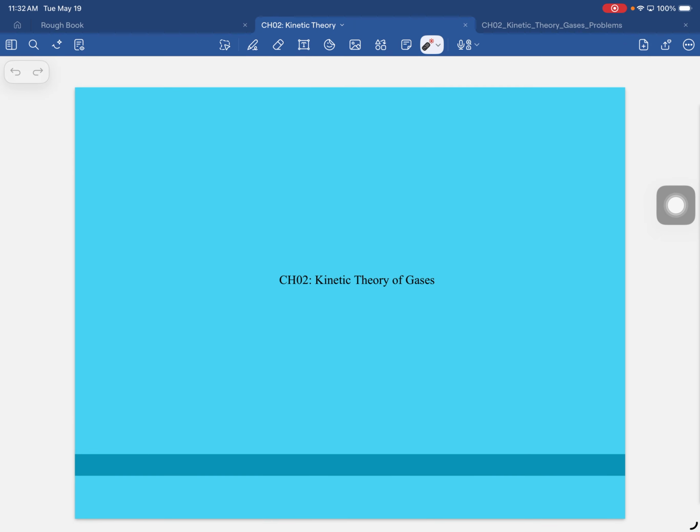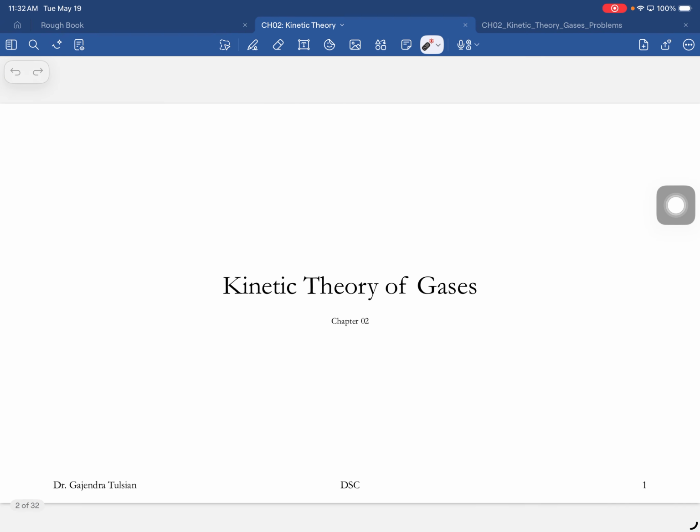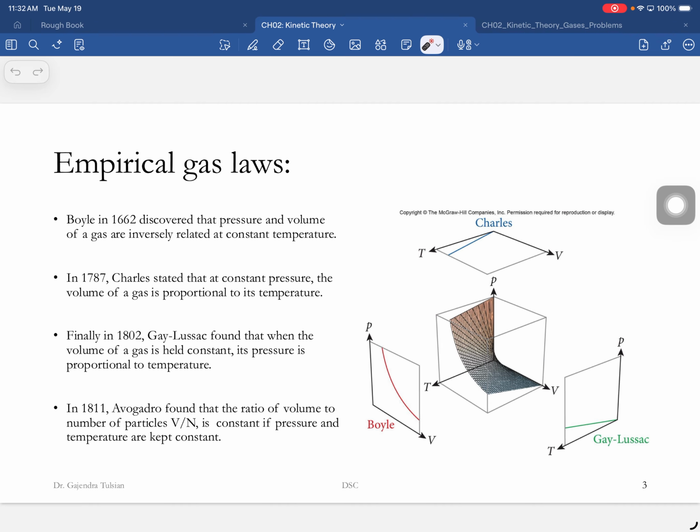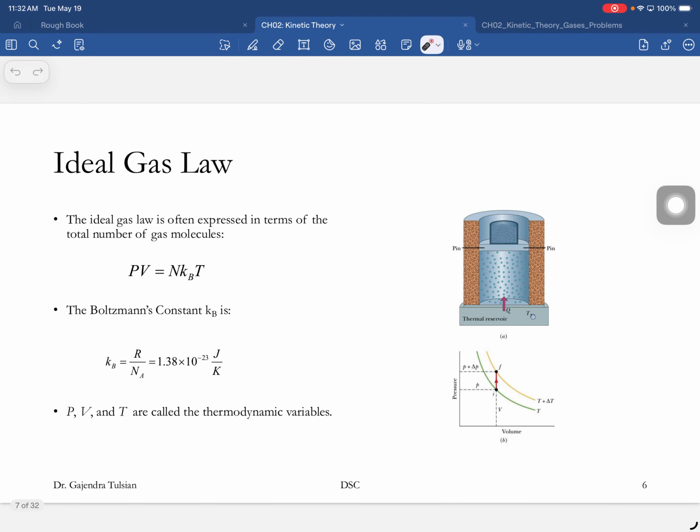Okay, guys, so today we're doing chapter 2, the kinetic theory of gases. And here's what we're doing. This is one of the important relationships we'll be deriving.